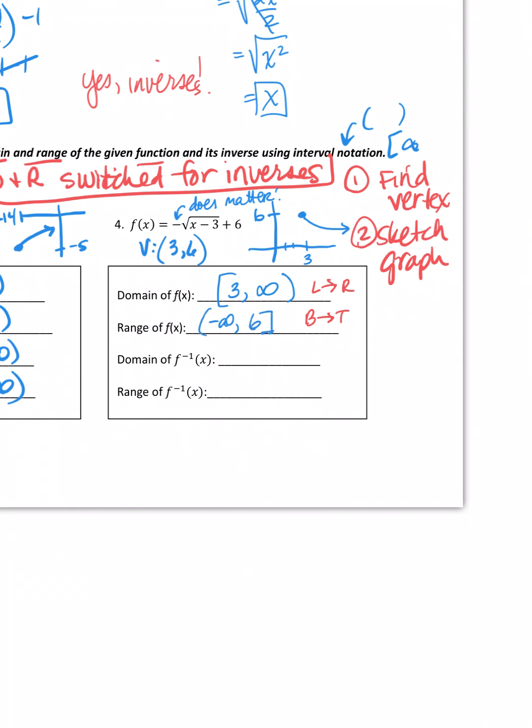Now, once you know your domain and range of the original function, you just reverse them for the inverses. So my domain of the inverse is going to be the negative infinity to 6, and the range will be the 3 to positive infinity.